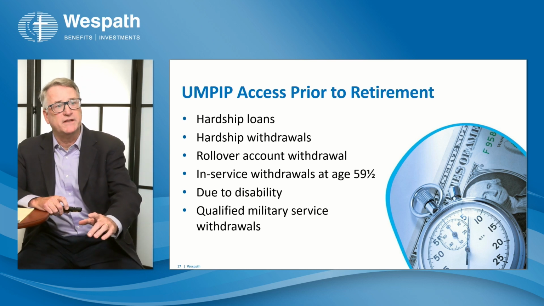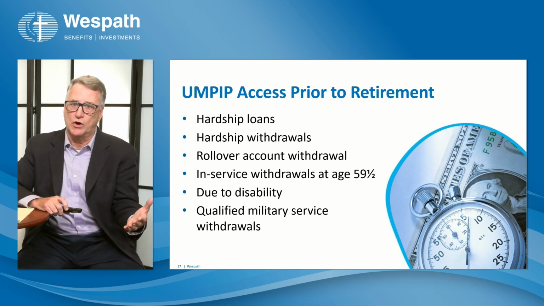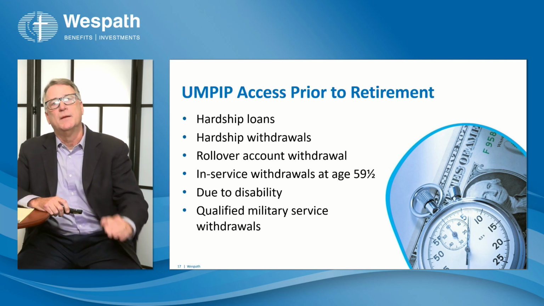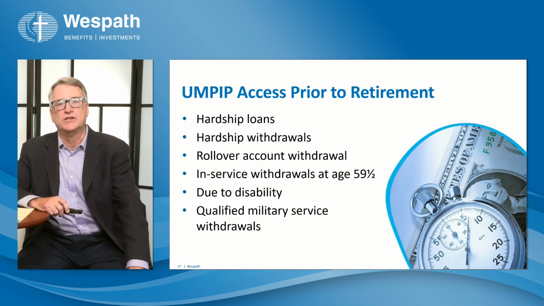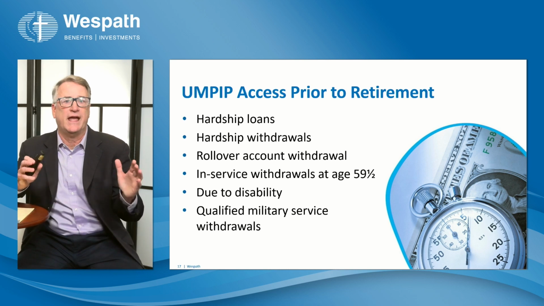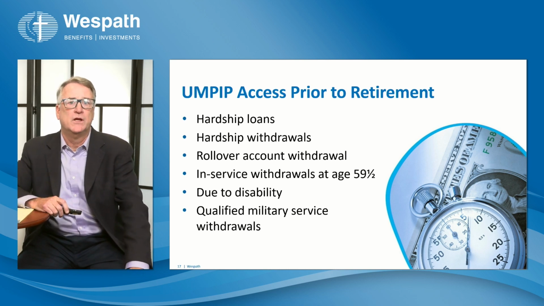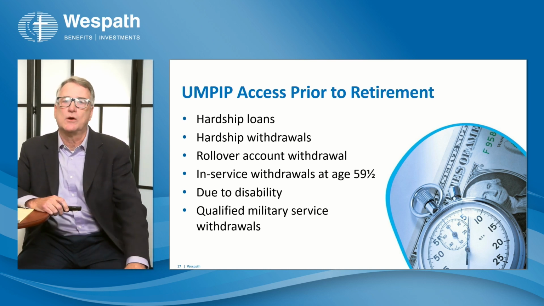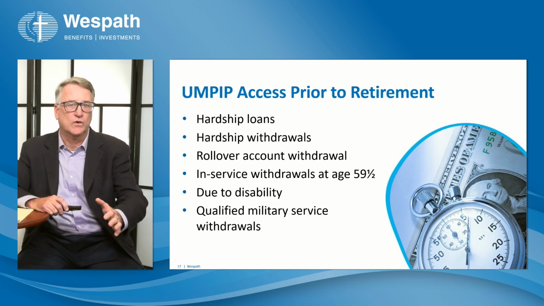If you're over age 59 and a half, it becomes an in-service withdrawal where you still have it as a taxable event to you by taking that distribution, but that 10% tax penalty is no longer present. Again, 59 and a half is a magic number. You roll over money into UMPIP, you can go ahead and take a distribution from that. The taxes are determined whether or not you're 59 years old or not.